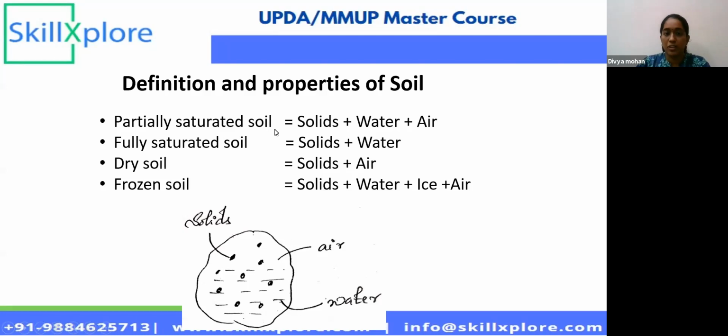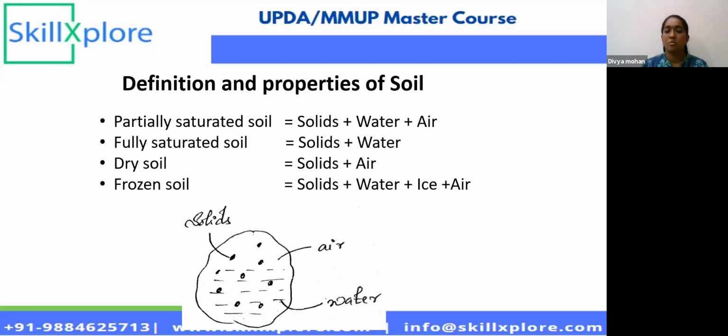Partially saturated soil comprises solids, water, and air. Solids are the solid particles present in the soil. Soil is not only solids; it's a mixture of solids, water, and air. For a fully saturated soil, the voids between the solids are comprised only of water, and there will not be any air in it.